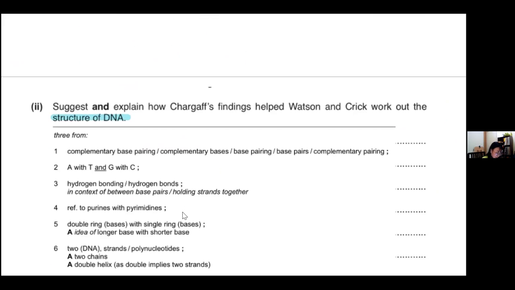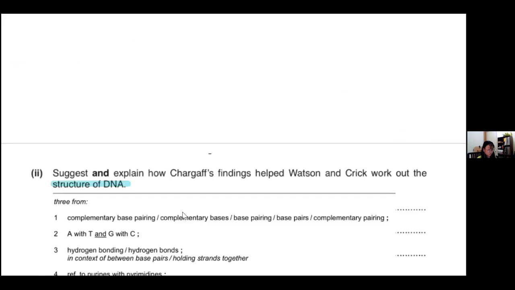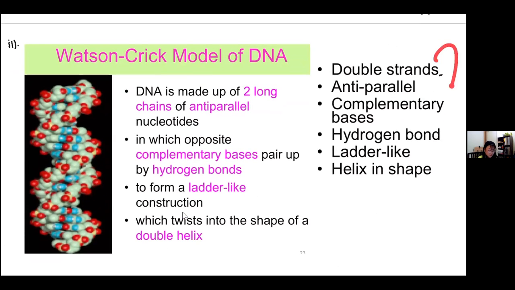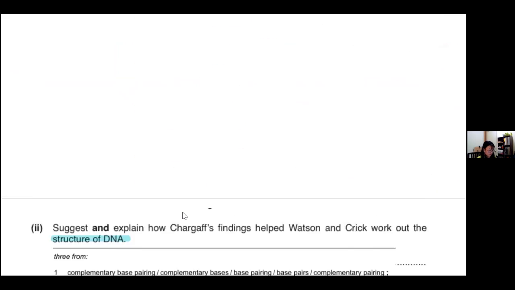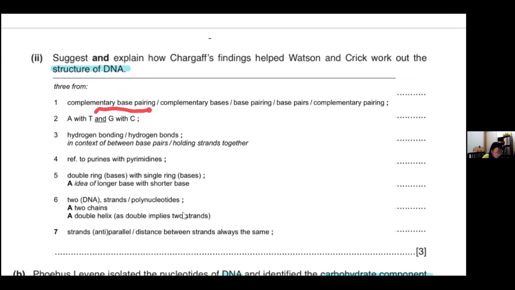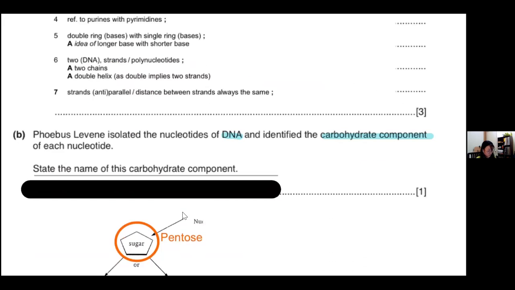So, suggest and explain how Chargaff's findings help Watson and Crick work out the structure of DNA. This is the keyword of the question. So we need to include the 6 keywords inside to get the full mark. So complementary base pairing, the example of it, A with T, G with C, forming hydrogen bond, purine with pyrimidine, then 2 DNA strands, and the strands are anti-parallel.